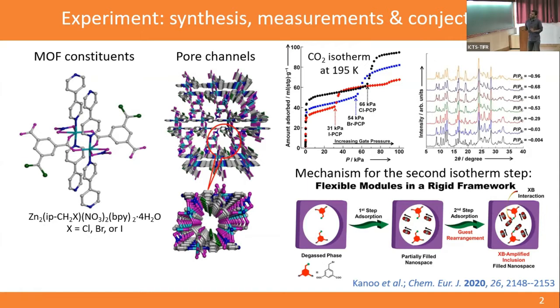This MOF neither possesses large cavities nor undergoes any significant structural change during the process of adsorption. The constituents of the MOF are as follows. The node is made up of zinc and nitrate groups, while the linkers are made of halomethyl isophthalate and bipyridine groups. The authors also give the mechanism for the isotherm step, that is the emergence of new binding sites at a threshold pressure.